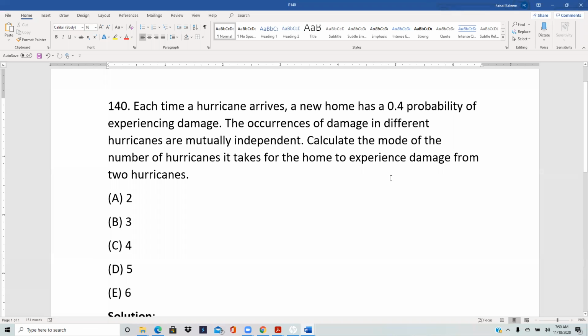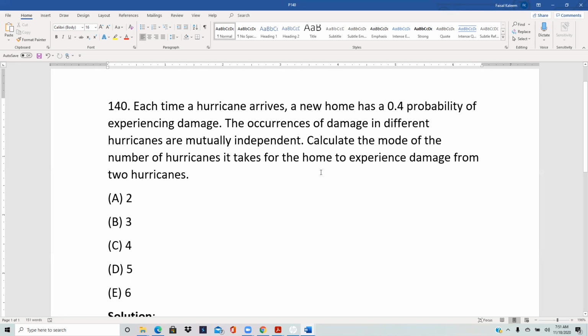Each time a hurricane arrives, a new home has 0.4 probability of damage. The occurrences of damage in different hurricanes are independent. Calculate the mode of the number of hurricanes it takes for the home to experience damage from 2 hurricanes.